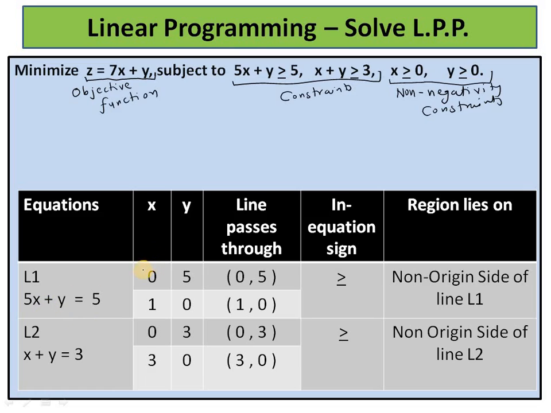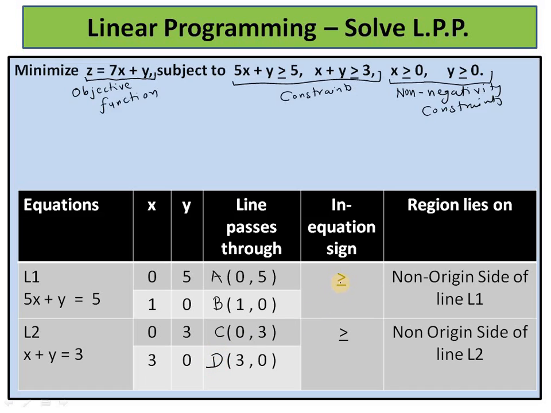So first I put x equal to 0, then I get y equal to 5 because 5x plus y equal to 5. 5 into 0 plus y is 5, so y I get as 5. So I get point A on this line 0, 5. Similarly, I put y equal to 0. So 5x is equal to 5. So x I get as 1. So I get point B as 1, 0. Similarly for L2, when I put x 0, I get y as 3. When I put y 0, I get x as 3.